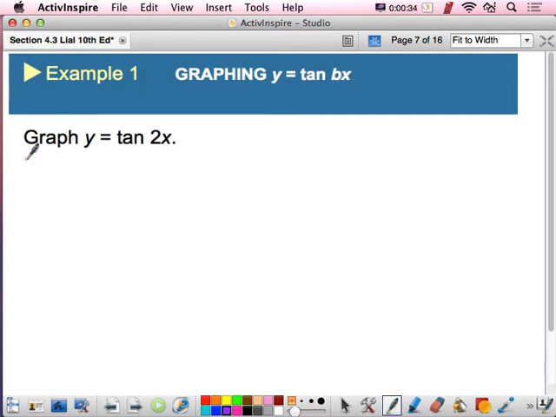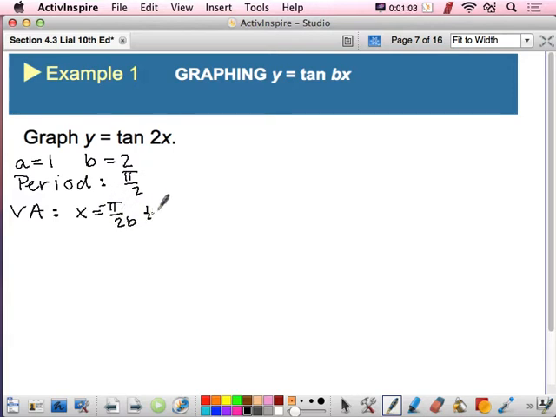A is still 1, but b is 2. So the first thing it affects is our period. That's how much space is in between the two asymptotes. The period is now pi over b, which is pi over 2. So it's actually shortened it by half. Then we find the vertical asymptotes, which for tangent have the formula x equals negative pi over 2b and positive pi over 2b.